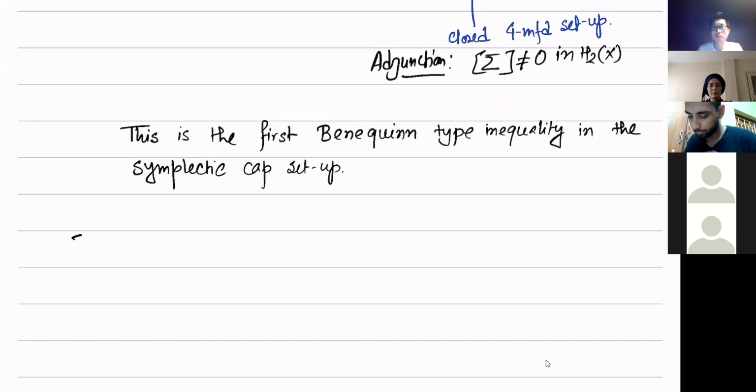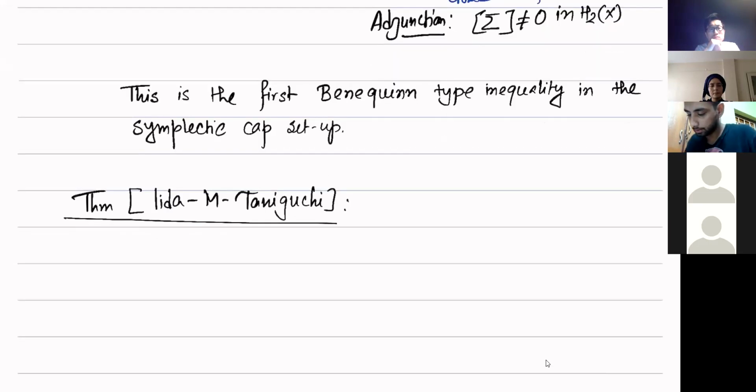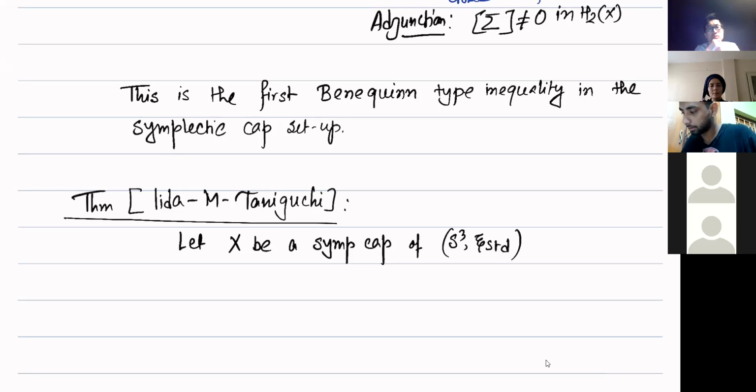So, theorem. This is one of the main results of our paper, by Iida, myself, and Masaki Taniguchi. Let (X, omega) be a symplectic cap of S^3 with the standard contact structure, such that the first Betti number of X is 0, and thus b2 plus of X is congruent to 3 mod 4.